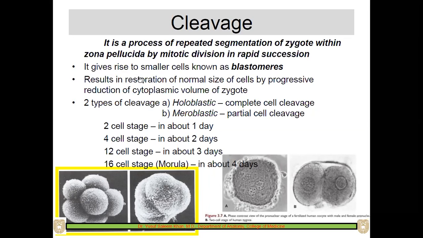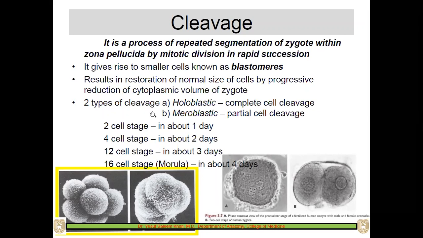Cleavage results in restoration of the normal size of the cells. As I said, the zygote is a large cell, so it has to be brought back to the smaller normal size. So this cleavage will result in restoration of the normal size of the cells by progressive reduction of the cytoplasm volume of the zygote. As the cells divide, the cytoplasm will be divided between the cells. So as repeated division takes place, the cytoplasm becomes lesser and lesser, and the cell size becomes smaller.